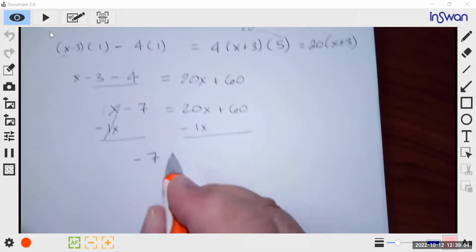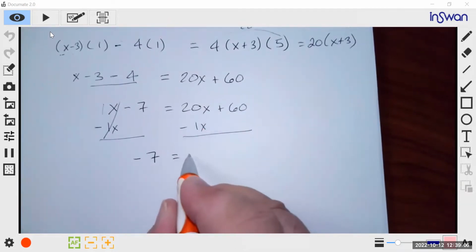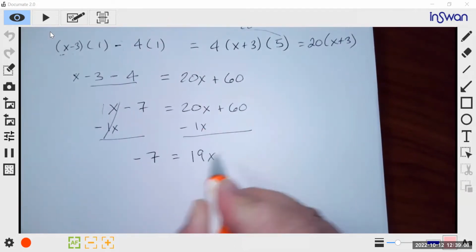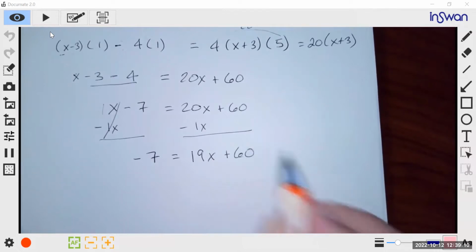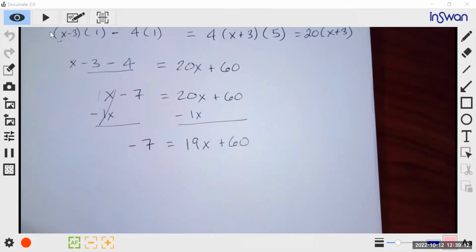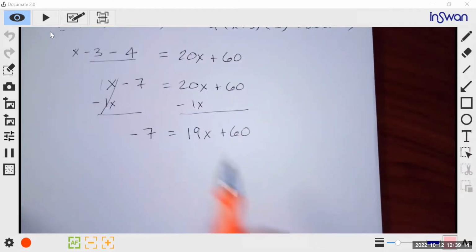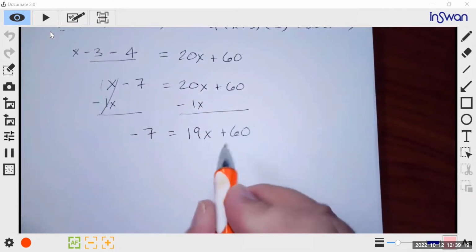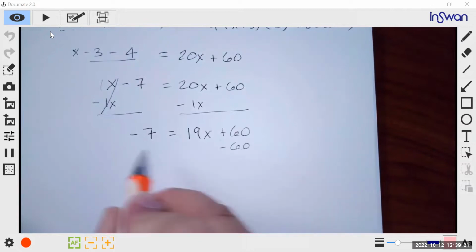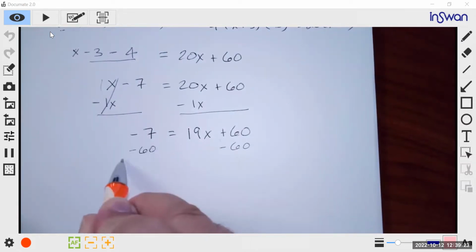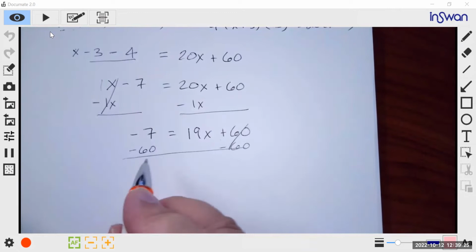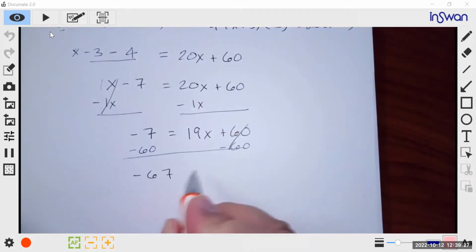So we have negative 7 equals 20 minus 1, which is 19x, plus 60. Now we have all the x's on one side. Now we get rid of the 60. Get rid of anything that's not an x. So it's negative 67 equals 19x.